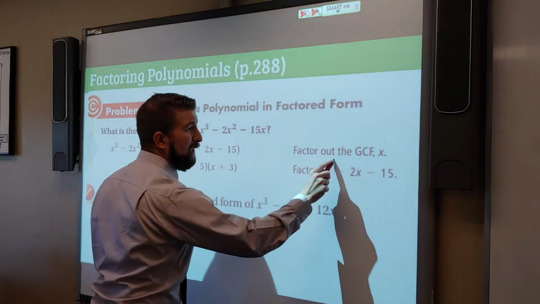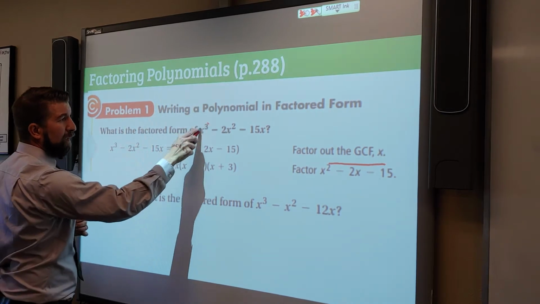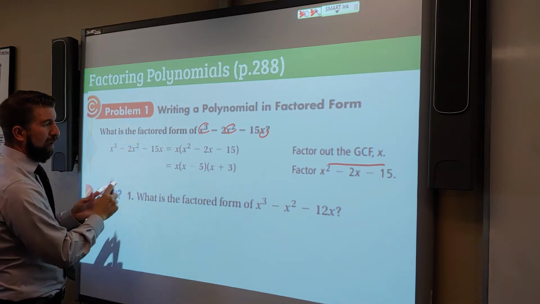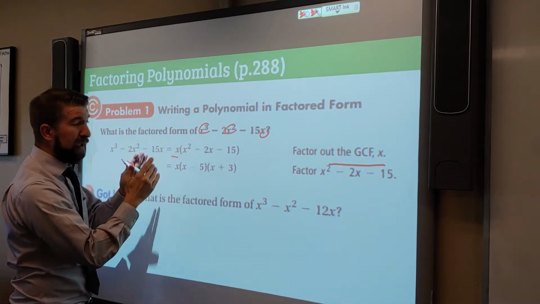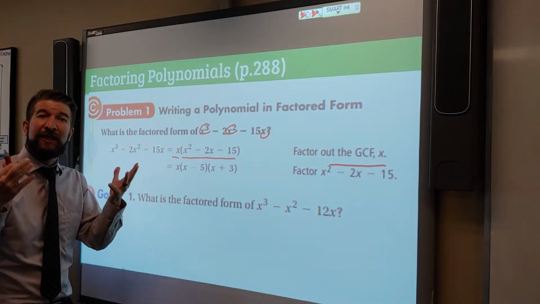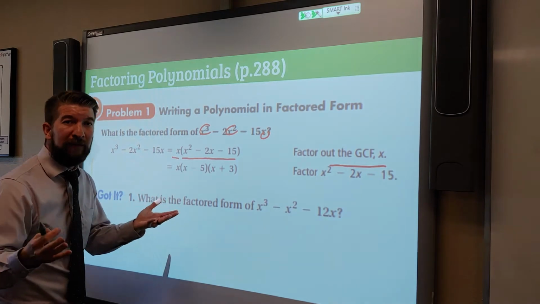First step, factor out the x. If I take out an x from here, here, and here, I'm going to be left with x, and then parentheses, x squared minus 2x minus 15. That is much more manageable. Then from there, we factor like we've learned.